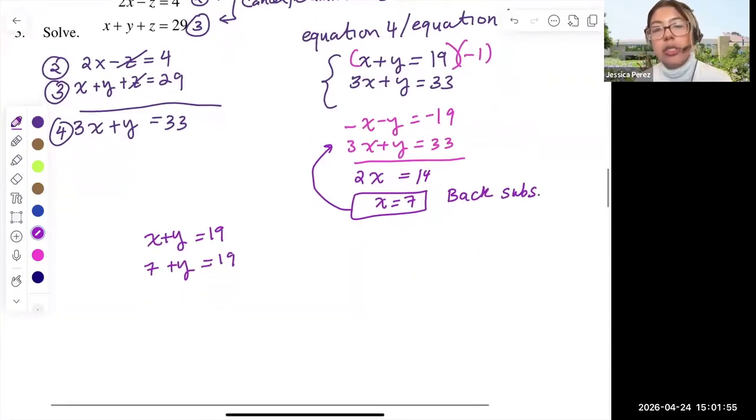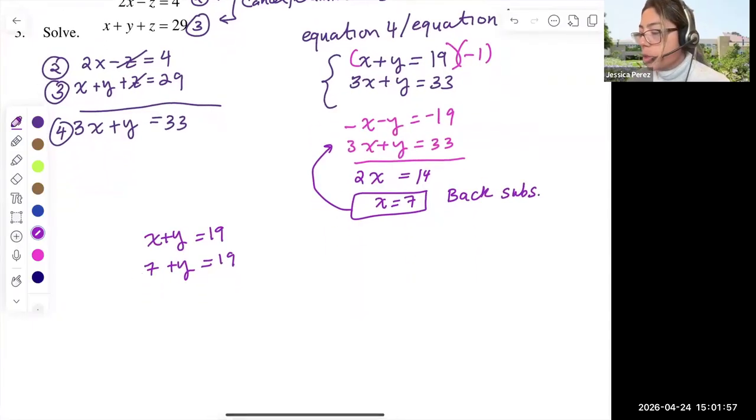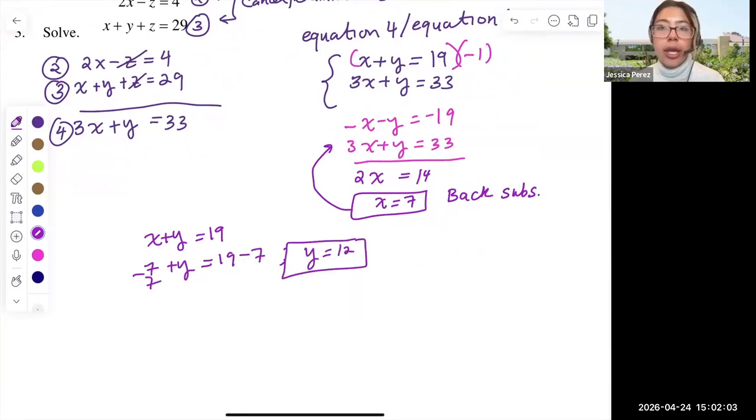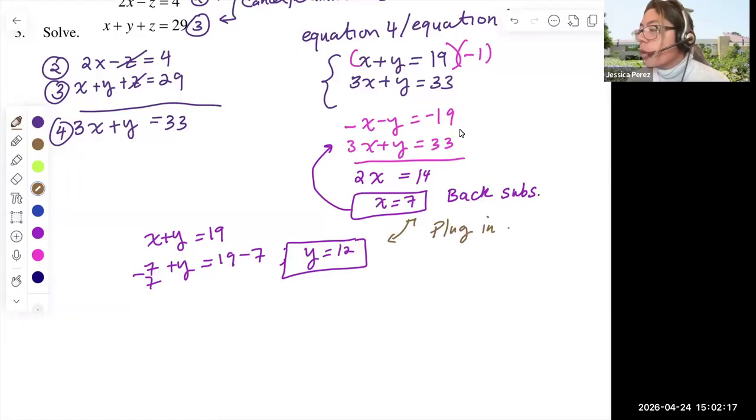That makes me solve for y. So subtract both sides by 7. I get y equal 12. So I solve for x and y. All I need is to solve for z. So what I'm going to do is I'm going to back substitute. I'm going to use x equals 7 and y equal 12 to plug into equation 3.